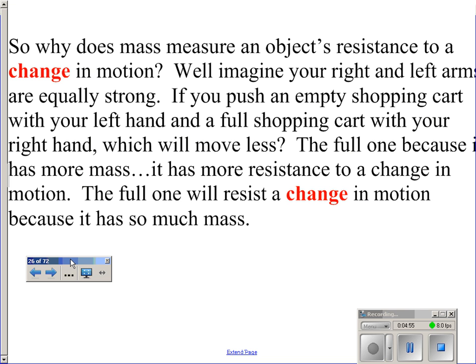The full one resists a change in motion more because it has more mass. If you were blind and could not see which shopping cart was full, you could push them and figure out that the one that's harder to move is the one that's full.